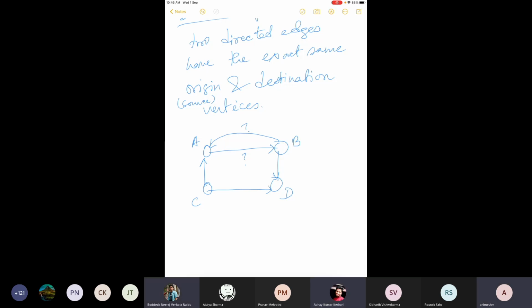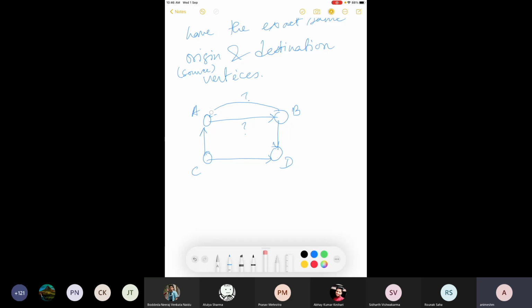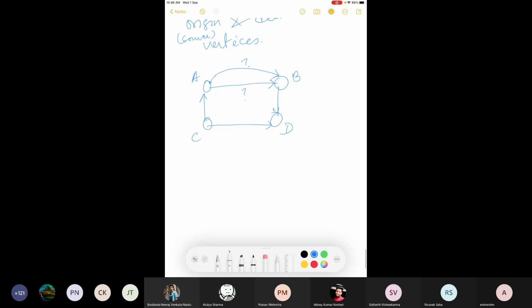No, sir, no. Okay. This is something that people often get confused about, and that's why I drew it. So this is a parallel edge. And what is that other edge? Anybody know? Anti-parallel. Anti-parallel. Okay, let me not draw such a big graph. Let me draw a small graph.